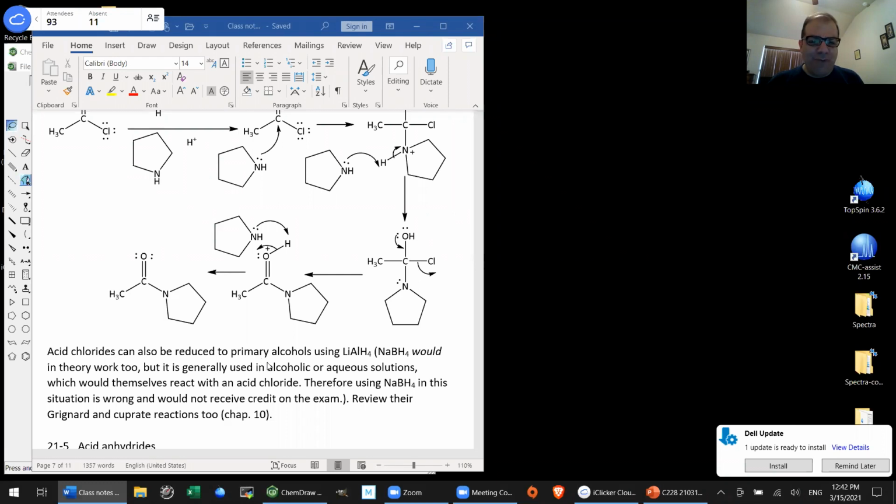I've never heard of that being done. I've never done it myself. I don't know why I would bother making an acid chloride just in order to kill it off with LAH, because probably I made the acid chloride from the carboxylic acid, which I could just react with LAH directly. So I don't know why that would be done in real life, but if you did, it would work. LAH would surely reduce an acid chloride all the way down to the corresponding primary alcohol.